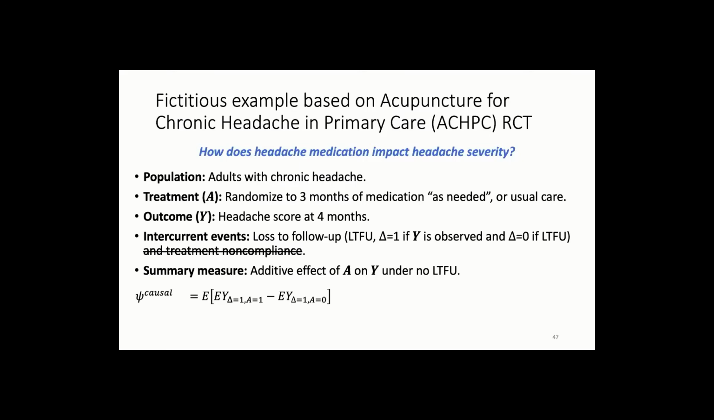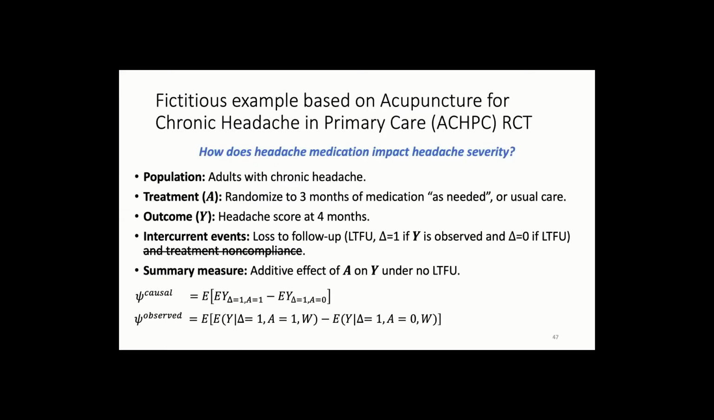Here's our causal estimand with the counterfactual setting no loss to follow-up, delta equals 1, and then comparing the outcomes under receiving the treatment versus receiving the control. Here's our statistical estimand, which is defined with respect to the observed data. These two quantities are equal to each other when causal identifiability assumptions are met.